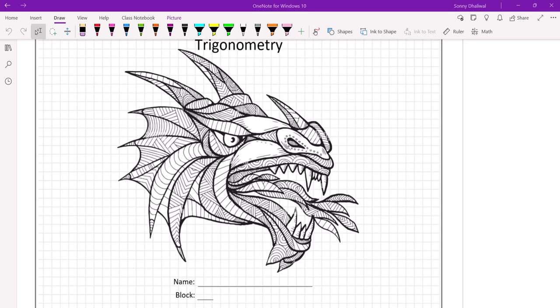All right. So this new chapter, it's called trigonometry. That's how this word is pronounced. So write down your name and our block. We're block 1 of day 2.